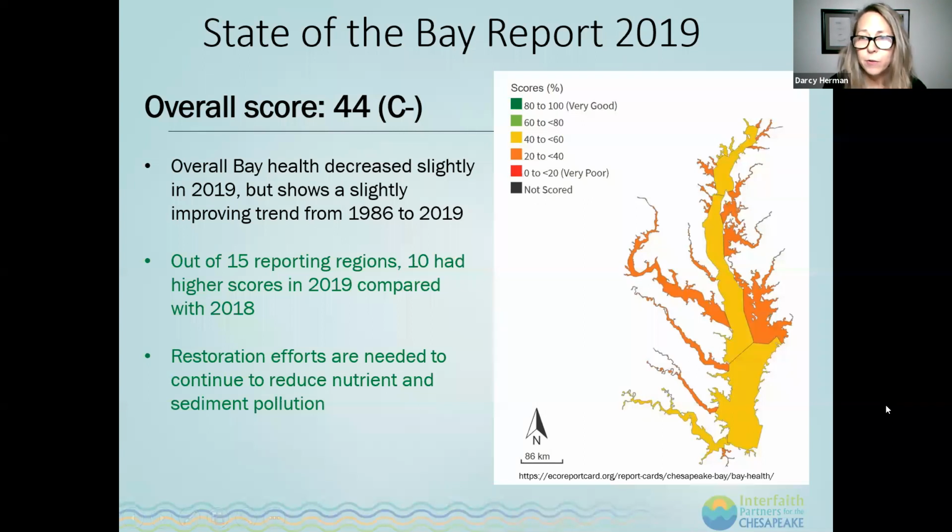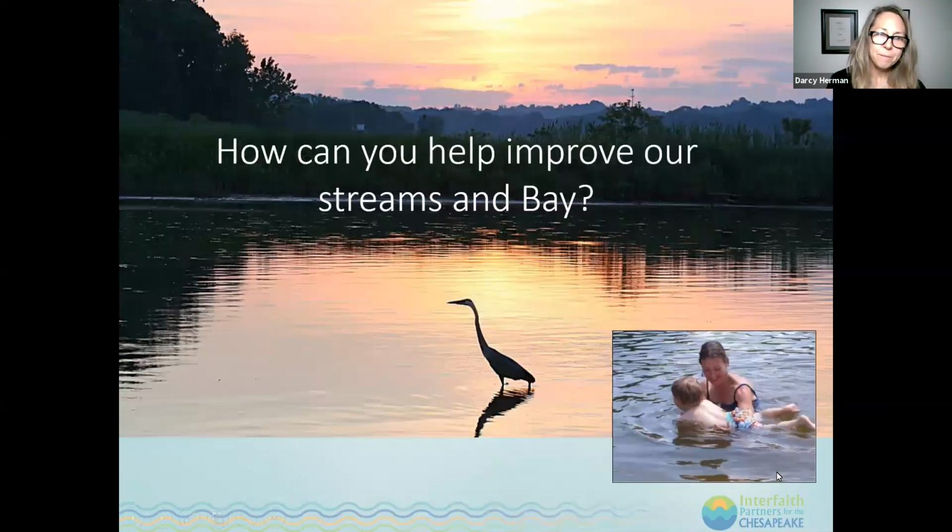And I think this is important to convey to people. 10 out of the 15 reporting regions in the report card had better scores than 2018. And with climate change, restoration efforts to control nutrient and sediment pollution are only going to become more important. So we have to keep doing what we've already started. Next slide. So what can be done? What's our stormwater goal? Next slide.